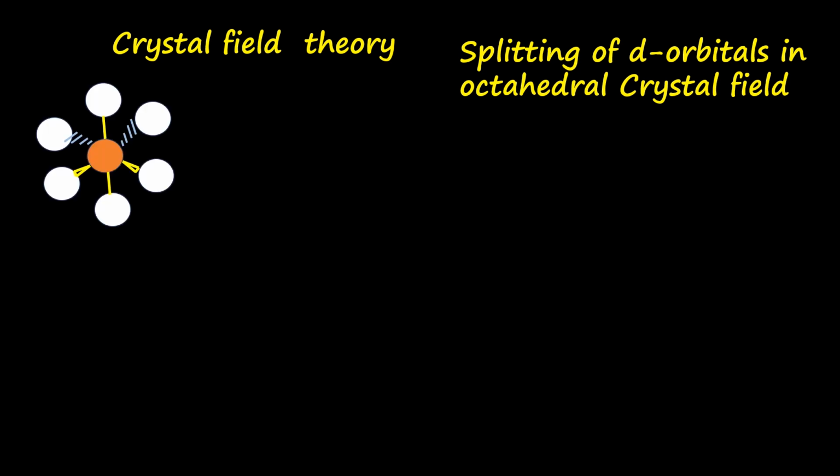That is how the d orbital of the central metal atom splits when ligands approach it. In the octahedral molecule, there is one central metal atom which I have shown in orange color and 6 ligands in white color attached to it. Again, I use the letter M for metal and L for the ligand.